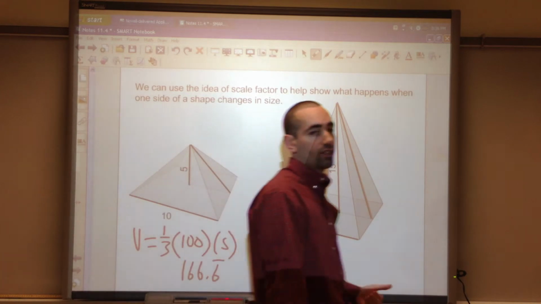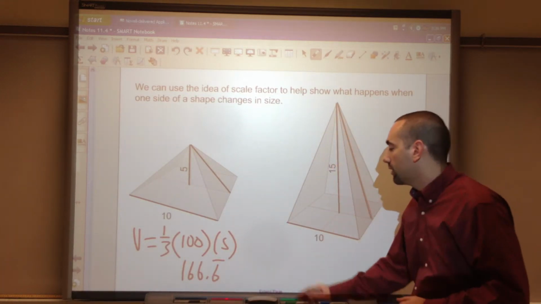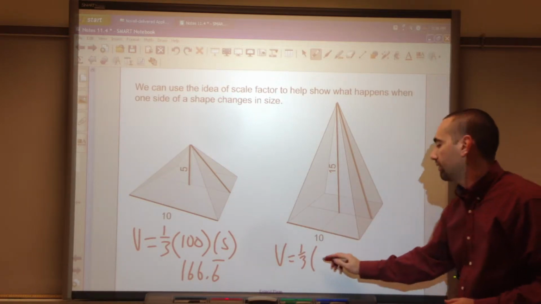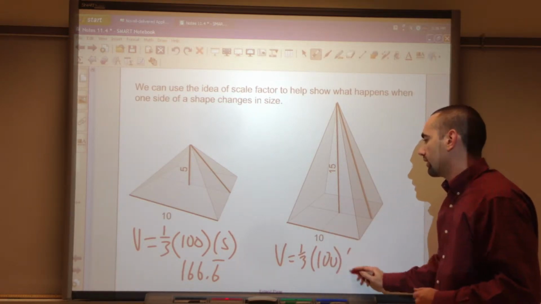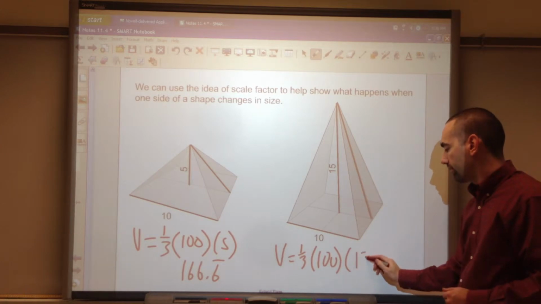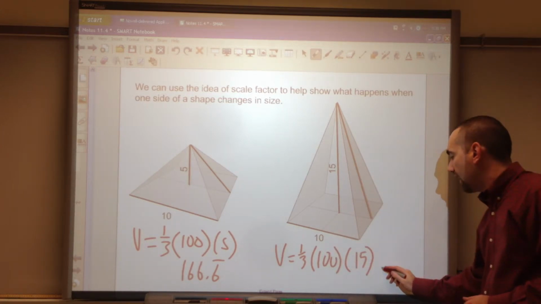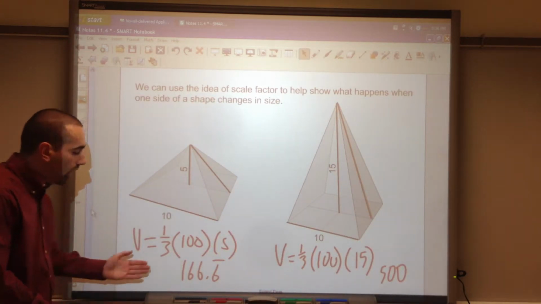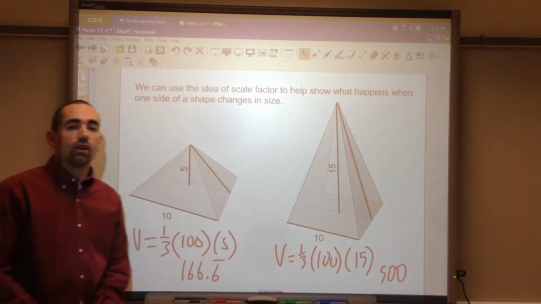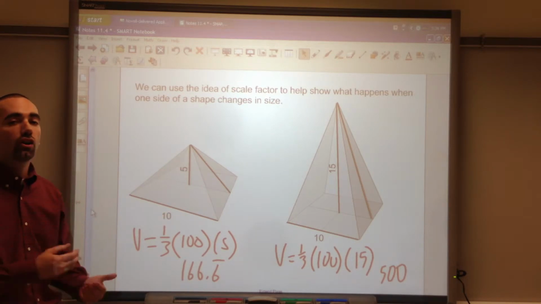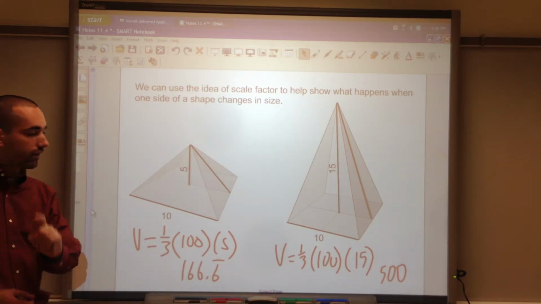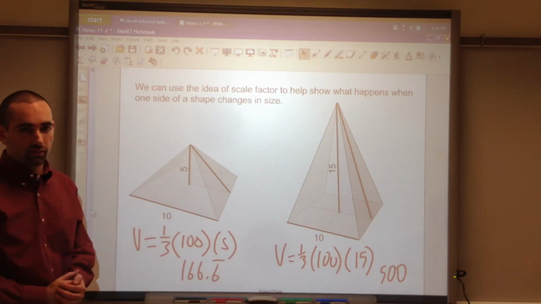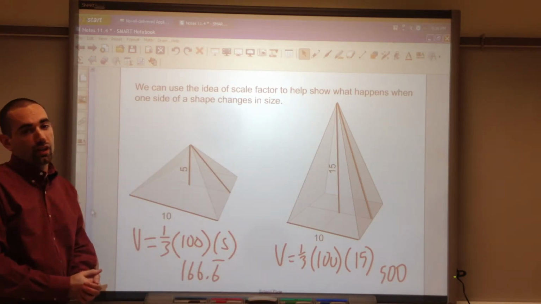Now I increased it by 3. So the volume here, 1/3 big B, 10 times 10, is 100, times the height, 15. I do all of that and I get 500. Now what happened here, why this volume is only 3 times larger, is because all I did is I changed one dimension. The height, I changed one dimension. Let's look at another example.